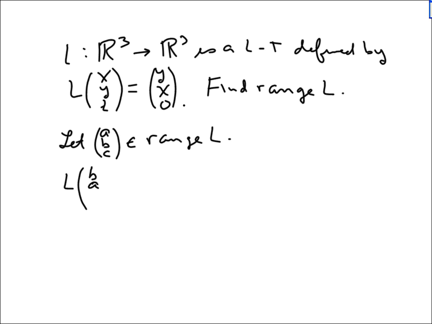If you take L of B, A, anything, R. Well, when you take L of something, you switch the first two. That's why y is first and x is second, and the last one is 0. This is going to be A, B, 0.